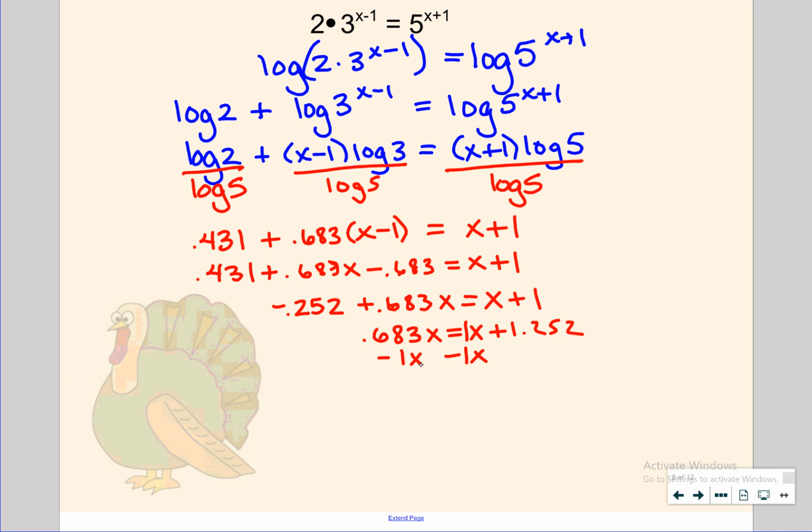So 0.683 minus 1 gives me negative 0.317x equals 1.252. Last step, divide. 1.252 divided by negative 0.317. I get x equals negative 3.949, so negative 3.950 if I give it 3 decimal places. Then you can plug it back in, make sure it works.